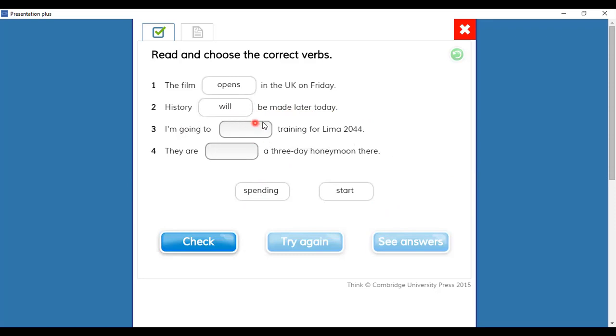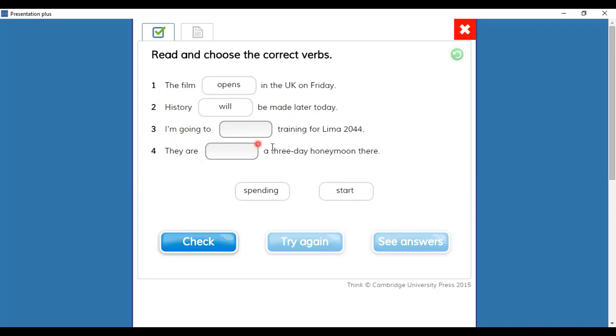Will be made later today. We have a verb here, will be later today. So, historia se va a dar en la tarde. We're talking about here, maybe history will be made. Maybe it's a decision in the moment, or it could be a prediction also. We don't have much information. I don't think this is a very good example. Let's continue with the other one.